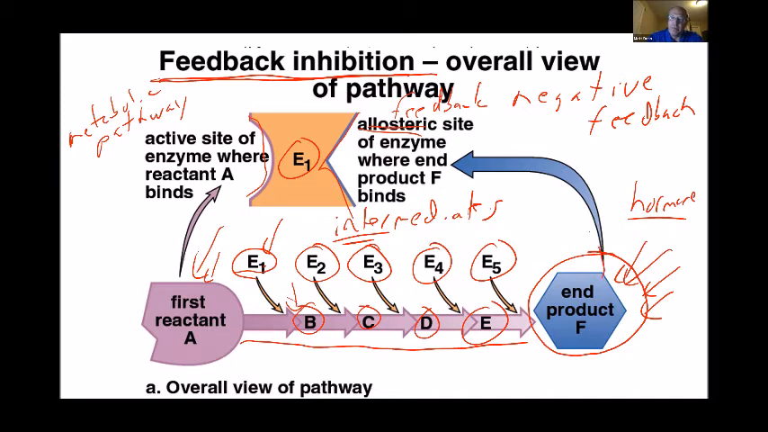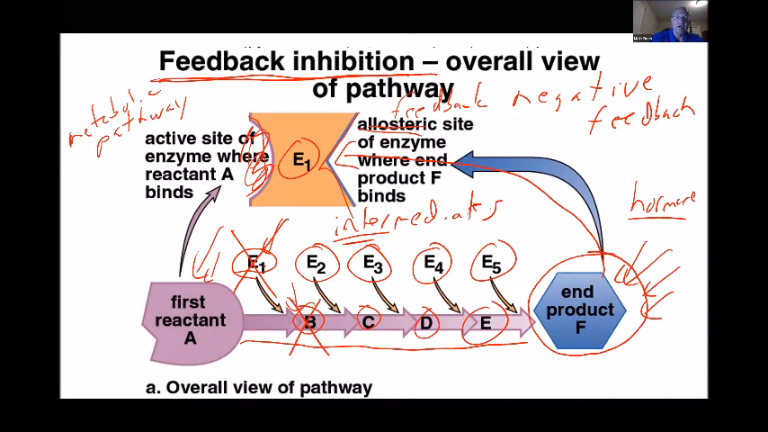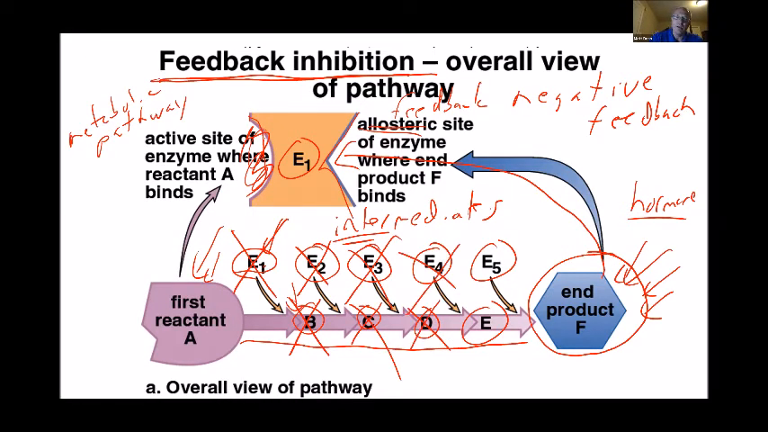So if some of this end product bumps into that enzyme and fits in that groove, that causes the active site of this enzyme to change. That means this enzyme doesn't work anymore. Well, that means that B is not made anymore, which means that the next enzyme is not working anymore, which means that this isn't made, which means this isn't working anymore. That isn't working anymore. That's not made. And therefore, your body doesn't make any more of that.